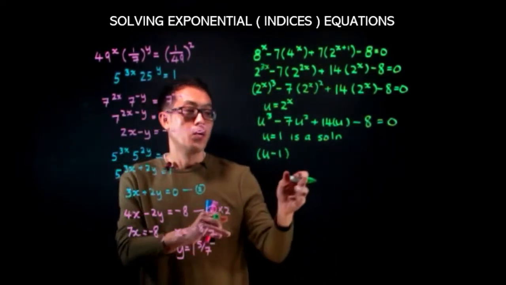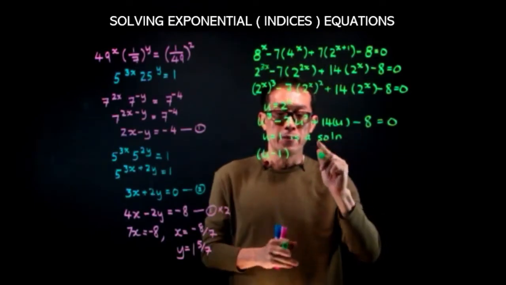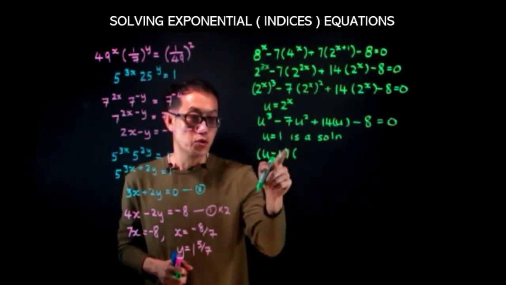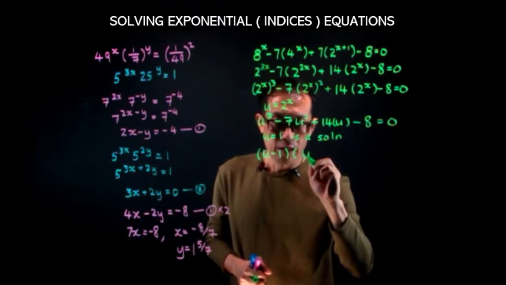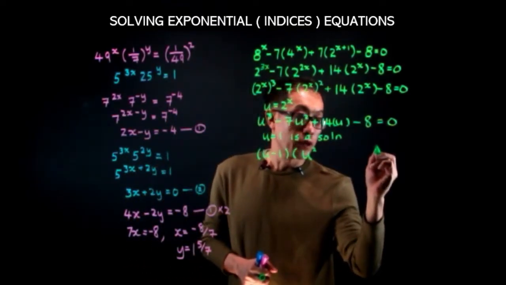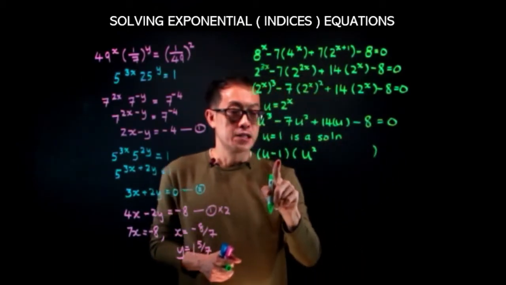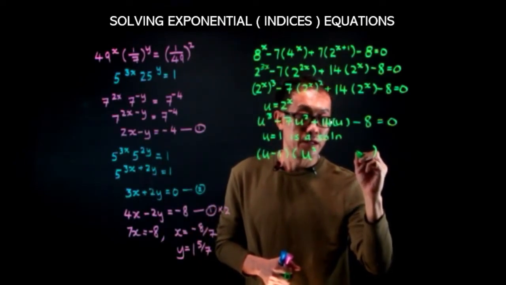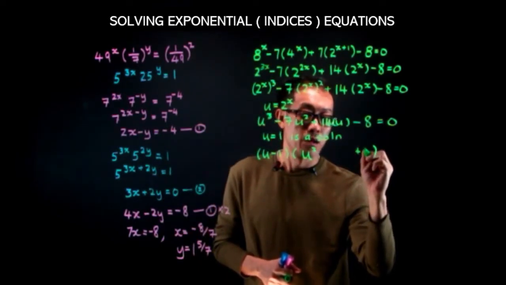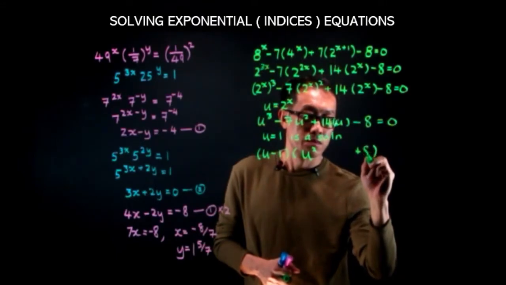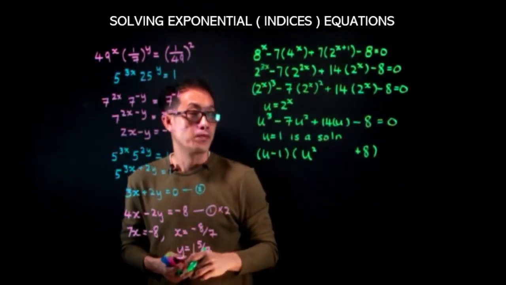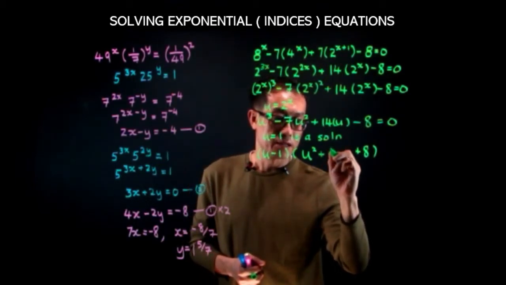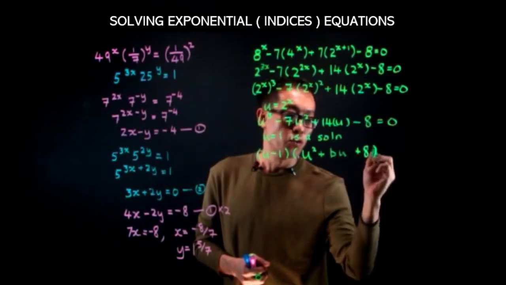So what is this part here? Now you can do by inspection. This is u cubed and this is u. This has to be u squared, all right? Now what is the last term? This is minus 1 and this is minus 8. So this has to be plus 8. Now the middle term is a bit hard to do by inspection, so I will just put plus b u.